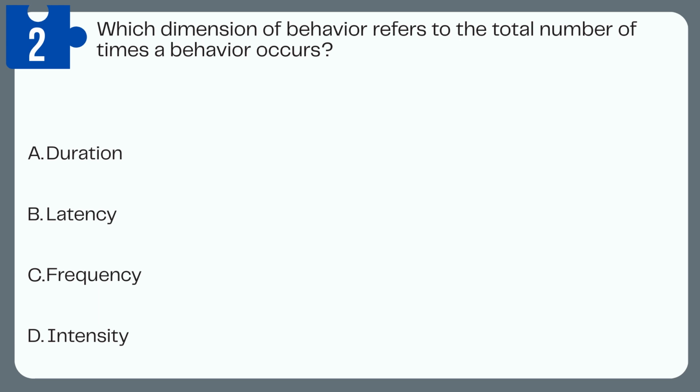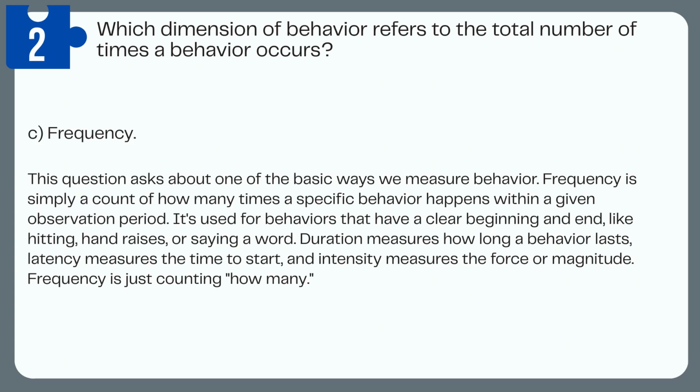Question 2. Which dimension of behavior refers to the total number of times a behavior occurs? A. Duration. B. Latency. C. Frequency. D. Intensity. Answer C. Frequency. This question asks about one of the basic ways we measure behavior.